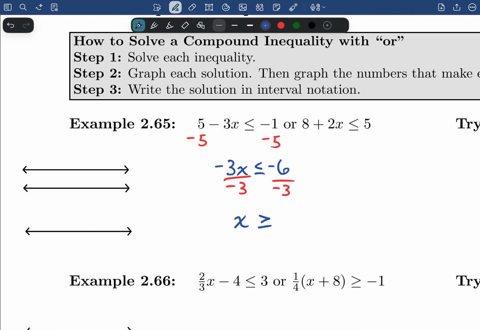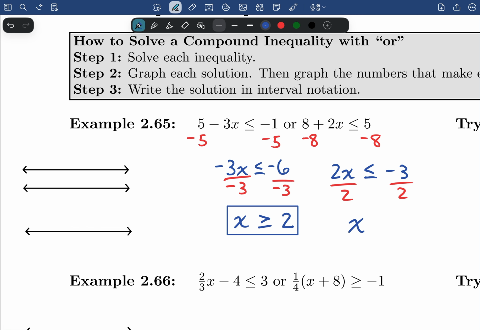And now we could take -6 divided by -3 to make +2. Okay, I have solved the first inequality. Looking at the second inequality, I'm going to first subtract 8 from left to right. Rewriting it, I get 2x is less than or equal to -3. Next, I'm going to divide by 2 across the inequality. And so I'm left with x is less than or equal to -3/2.